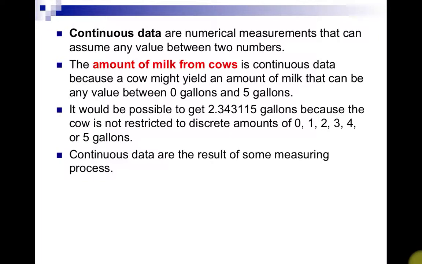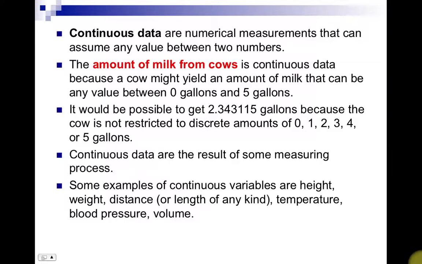So if you have a very precise measuring tool, you could measure to the precision of 2.343115 gallons, because there are an infinite number of values between 2 gallons and 3 gallons. For that reason, we say that the amount of milk from cows would be considered continuous data. In fact, any volume measurement would be considered continuous data.